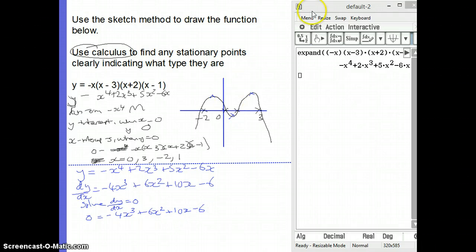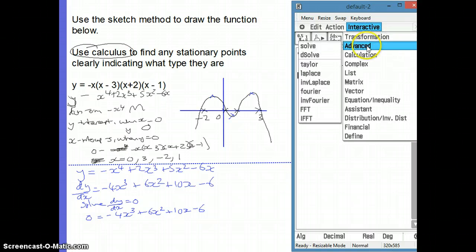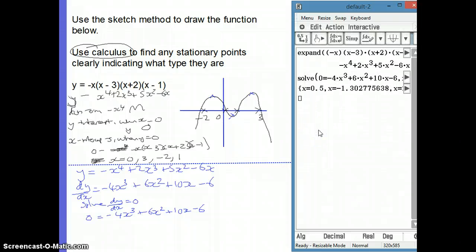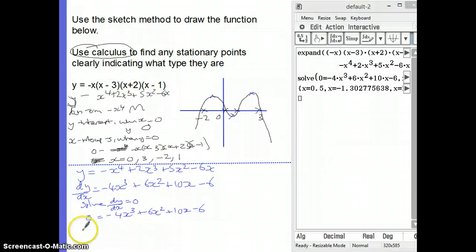Solve that. It's interactive, advanced solve. We've got 0 equals negative 4x cubed plus 6x squared plus 10x minus 6. And there you go. You can see those values. Those are the x coordinates we found before. So x is equal to negative 1.3, 0.5 and 2.3.